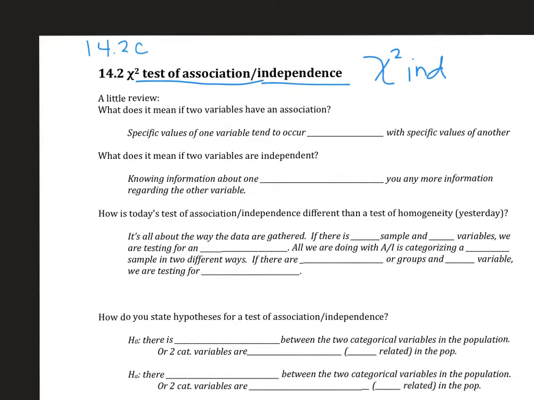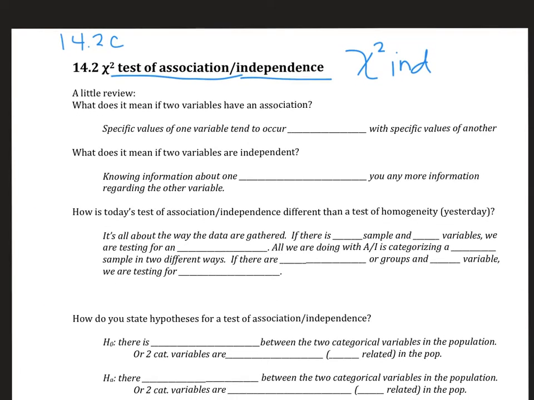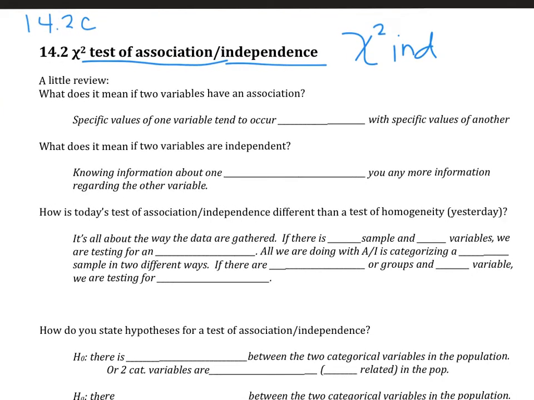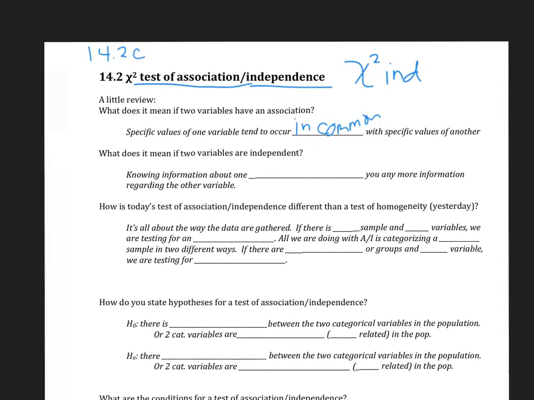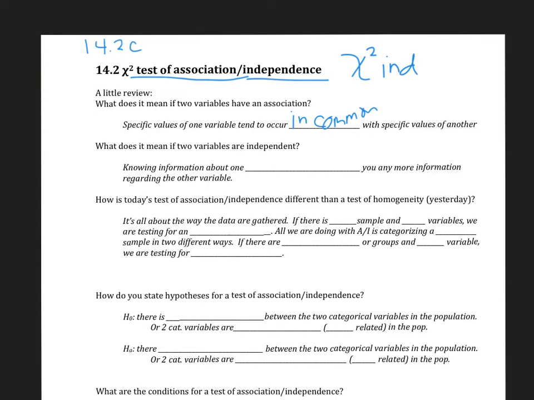Okay, so a little review. What does it mean if two variables have an association? Well, specific values of one variable tend to occur in common with specific values of another. So what does it mean if two variables are independent? Knowing information about one variable doesn't give you any more information regarding the other variable. So you either have an association or you're independent.